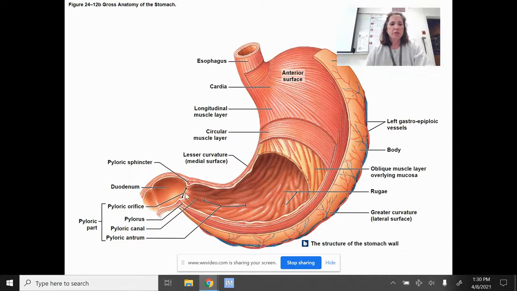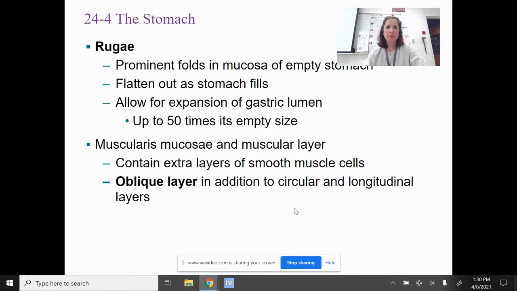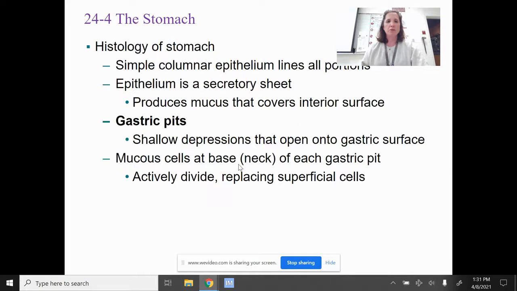The pyloric sphincter is right here. This is the pyloric part of the stomach. And then this is the pyloric sphincter. This is going to lead into the duodenum, which is the first part of your small intestine. So the rugae I showed you, the oblique layer I showed you as well, in addition to the circular and longitudinal layers.